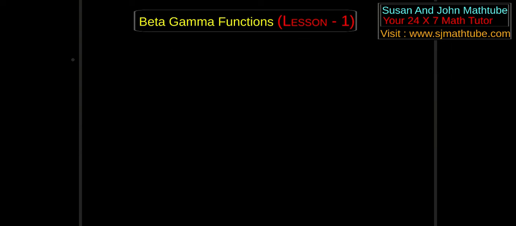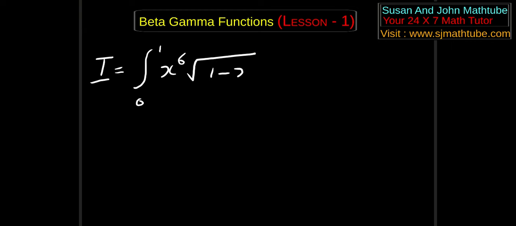Now let's do one very basic problem and wind up this video. So please write, evaluate the integral 0 to 1 x to the power 6 into root under 1 minus x square dx. I'm sure that you know what to do when you have something like this inside a square root. When you have root under 1 minus x square, our savior will be x is equal to sine theta.